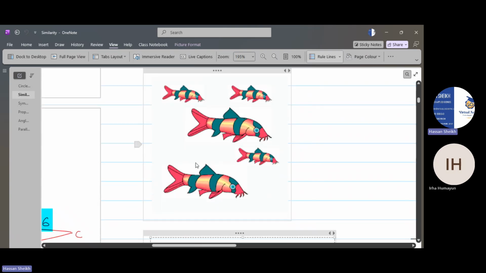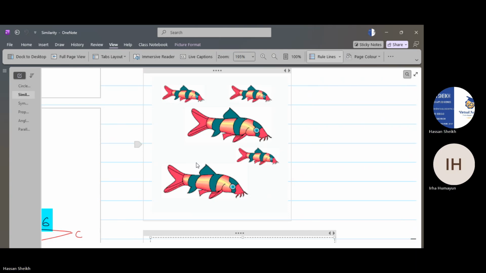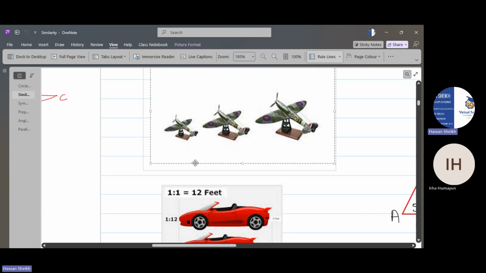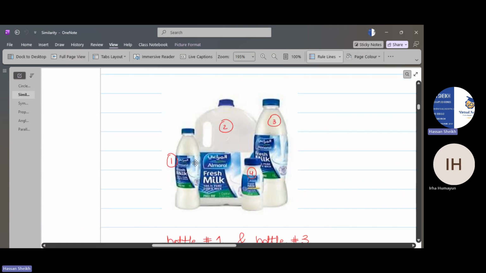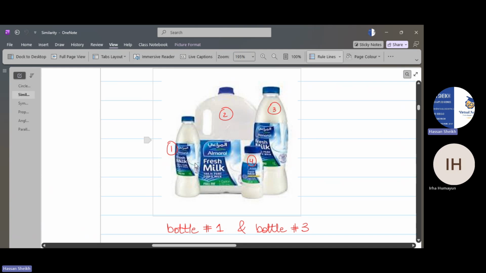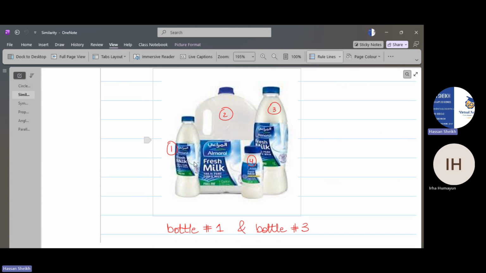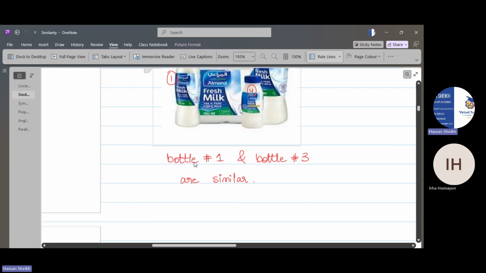What about these? I don't know what they are. I think they are lobsters, or maybe fish. Are they similar? Yes. And these aircraft models are similar as well. So are these car models. So are bottle number 1 and bottle number 3. I think 4 is also kind of similar, but a bit different in shape. So bottle number 1 is similar to bottle number 3.